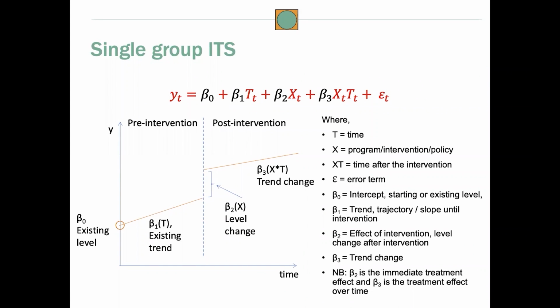XT is an interaction term of our dummy variable for the pre and post period and T. And it basically tells us the time after the intervention. And epsilon is our error term.